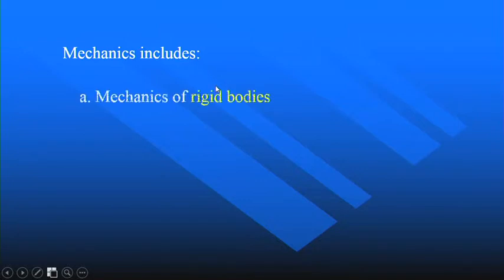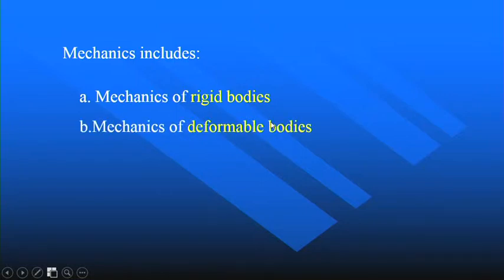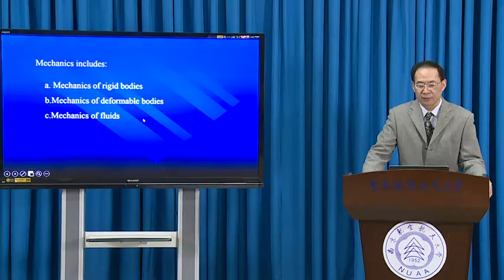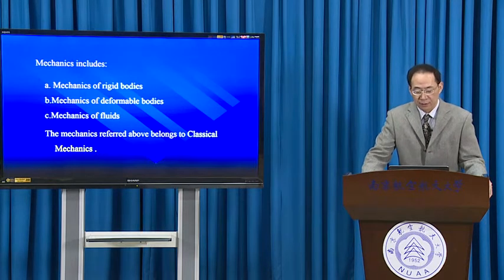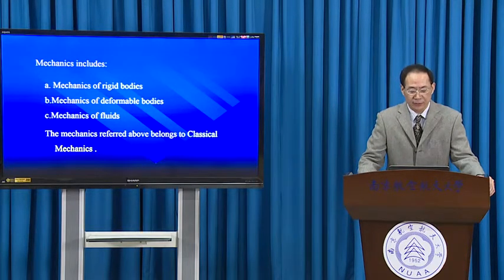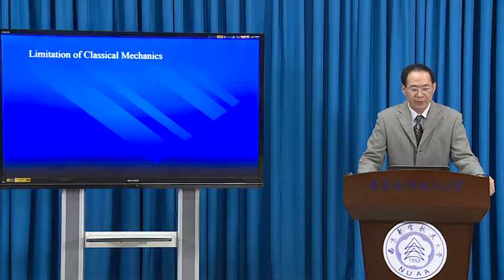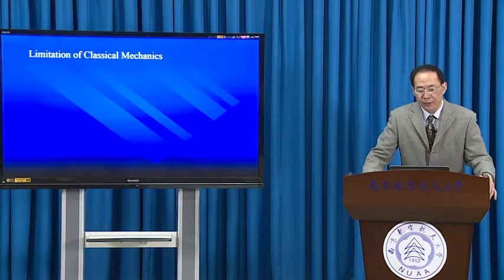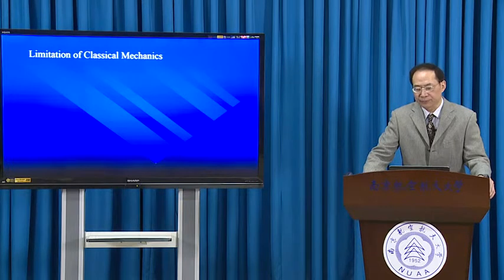Mechanics includes three parts. A, mechanics of rigid bodies. B, mechanics of deformable bodies. C, mechanics of fluids. All the mechanics referred to above belong to classical mechanics. There are several limitations of classical mechanics.